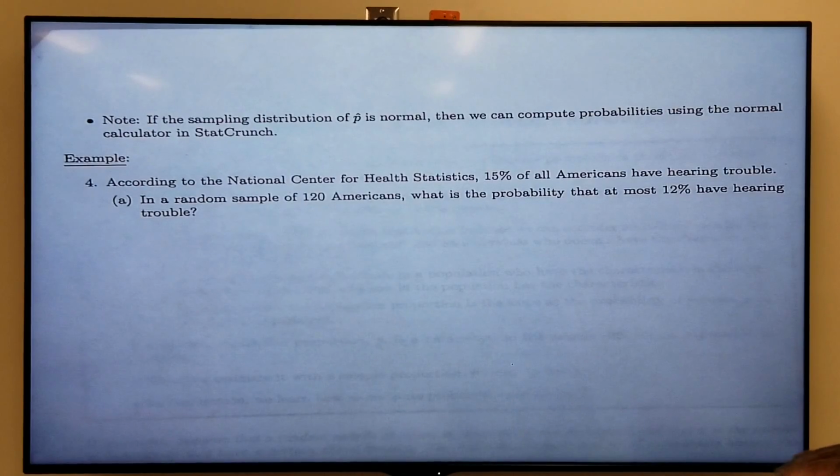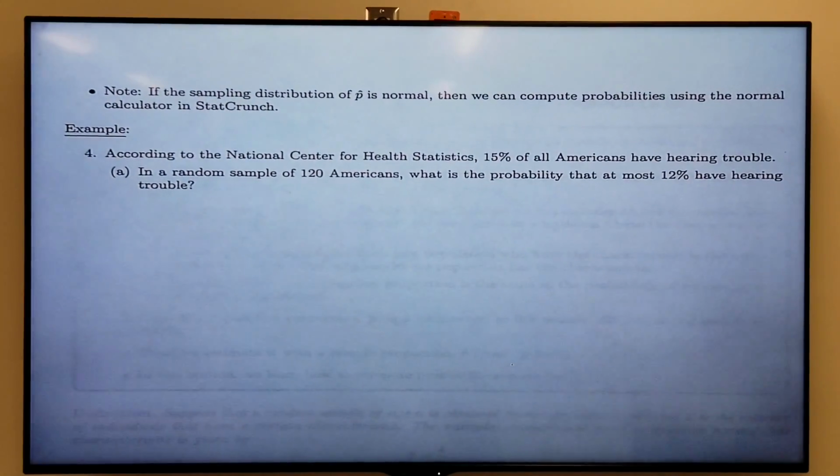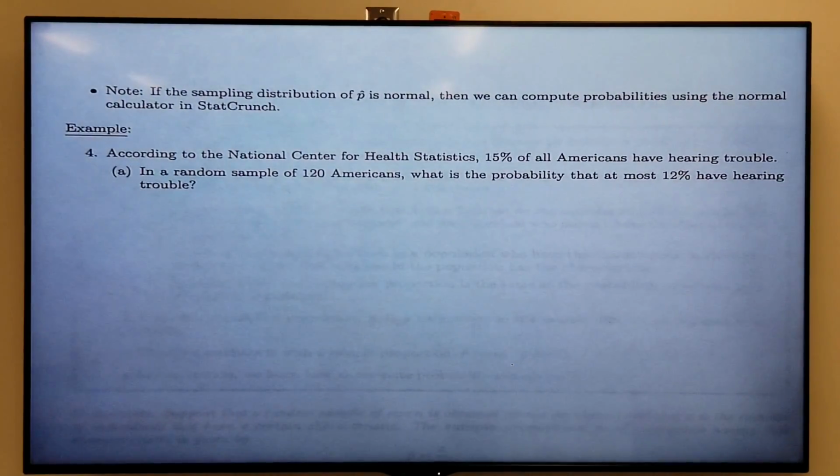So we know how to describe the sampling distribution of p hat now, and in particular what we've discovered is that under certain conditions p hat is going to be normally distributed. And that's good news for us, because that means that we can use the normal calculator in StatCrunch to compute probabilities involving p hat. So again, we see the normal distribution coming into play here, right? So it's a very important distribution in statistics. So let's look at a couple examples.